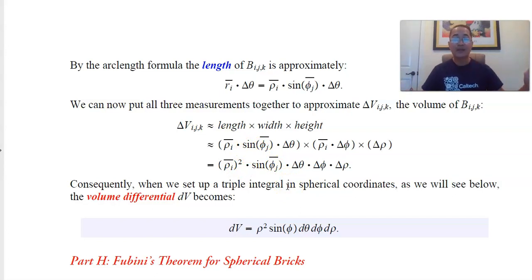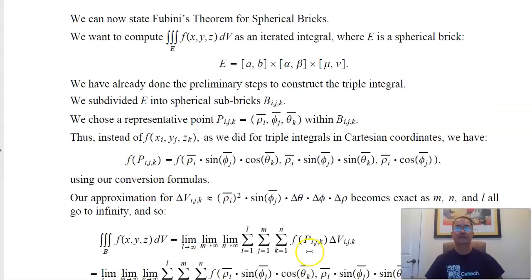So the bottom line, if you were not too thrilled about the last 18 minutes or so, is the dV that we want is rho squared sine phi d theta d phi d rho. Bottom line, that is what you have to remember when we are setting up our triple integrals. That is your dV. All right, that was the hard part. The rest of it is basically converting x, y, and z into spherical and remembering to multiply by our dV.